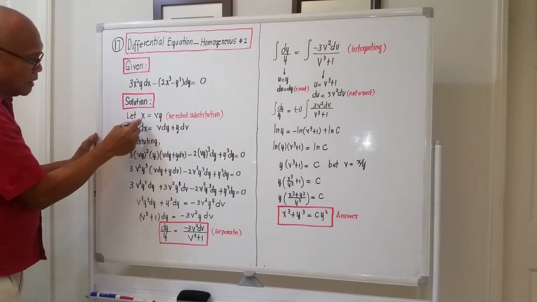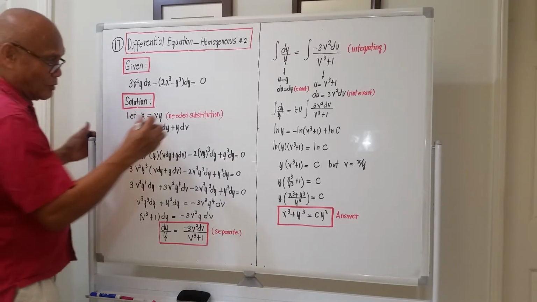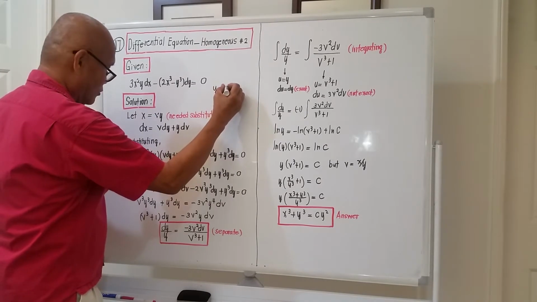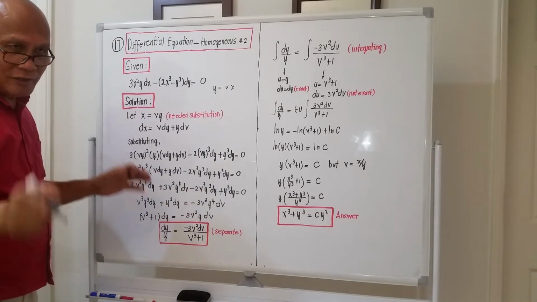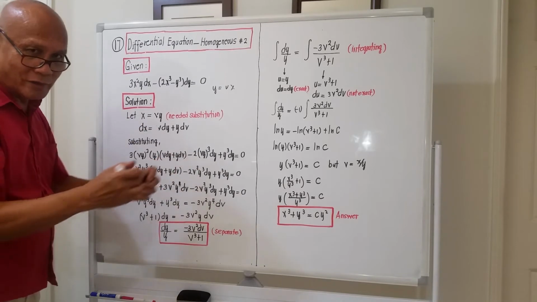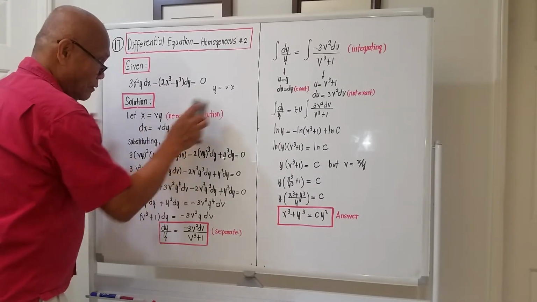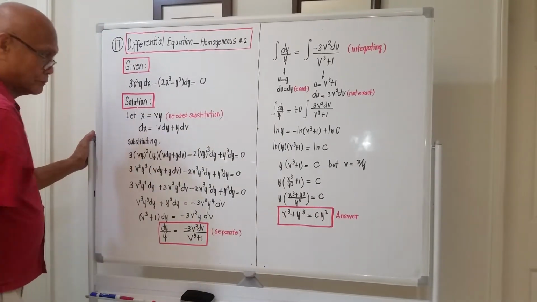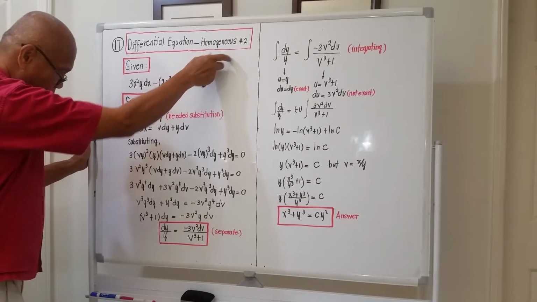Solution. We will let x equal to by. Because the other substitution is actually y is equal to bx. But this afternoon, or this evening, I will choose x equal to by. There's nothing wrong with it. Okay. x is equal to by. That is the needed substitution for homogeneous differential equation.